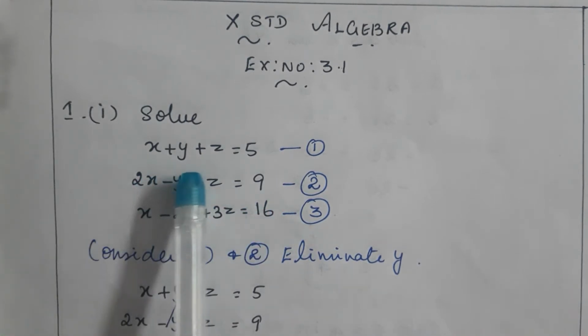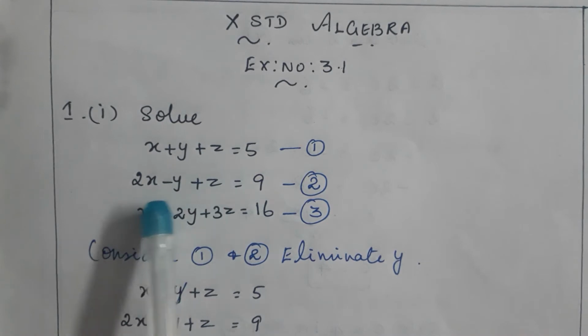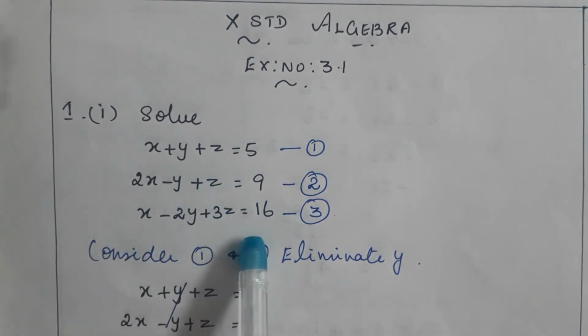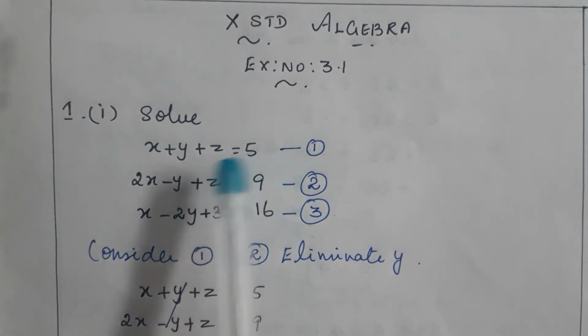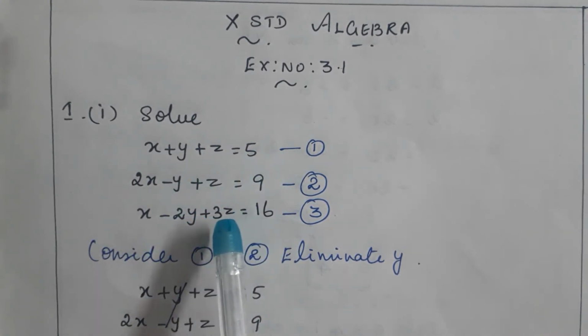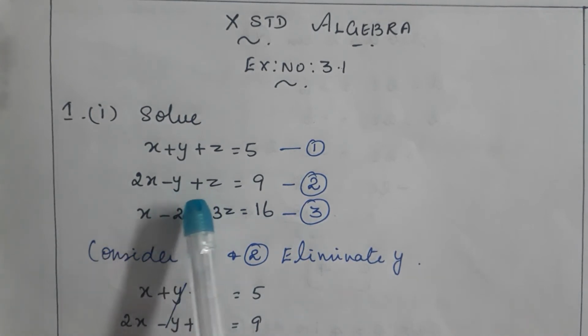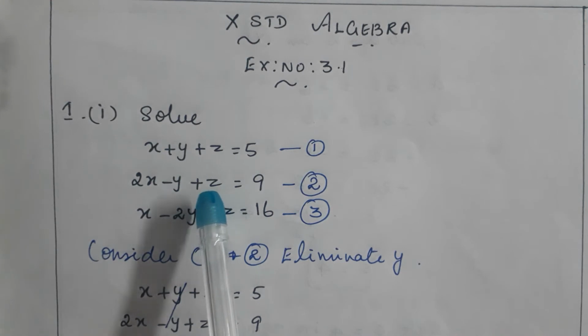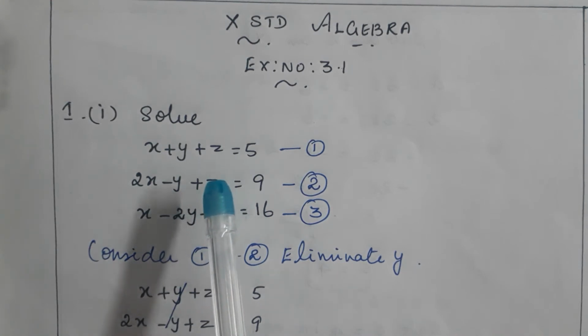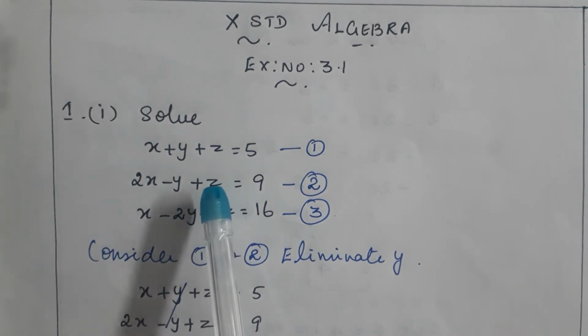We have x plus y plus z is equal to 5, 2x minus y plus z is equal to 9 and x minus 2y plus 3z is equal to 16. So with these three equations, we are going to find the value of x, y and z. For that, here we have all three variables, so we have to make use of any two equations and eliminate one variable.